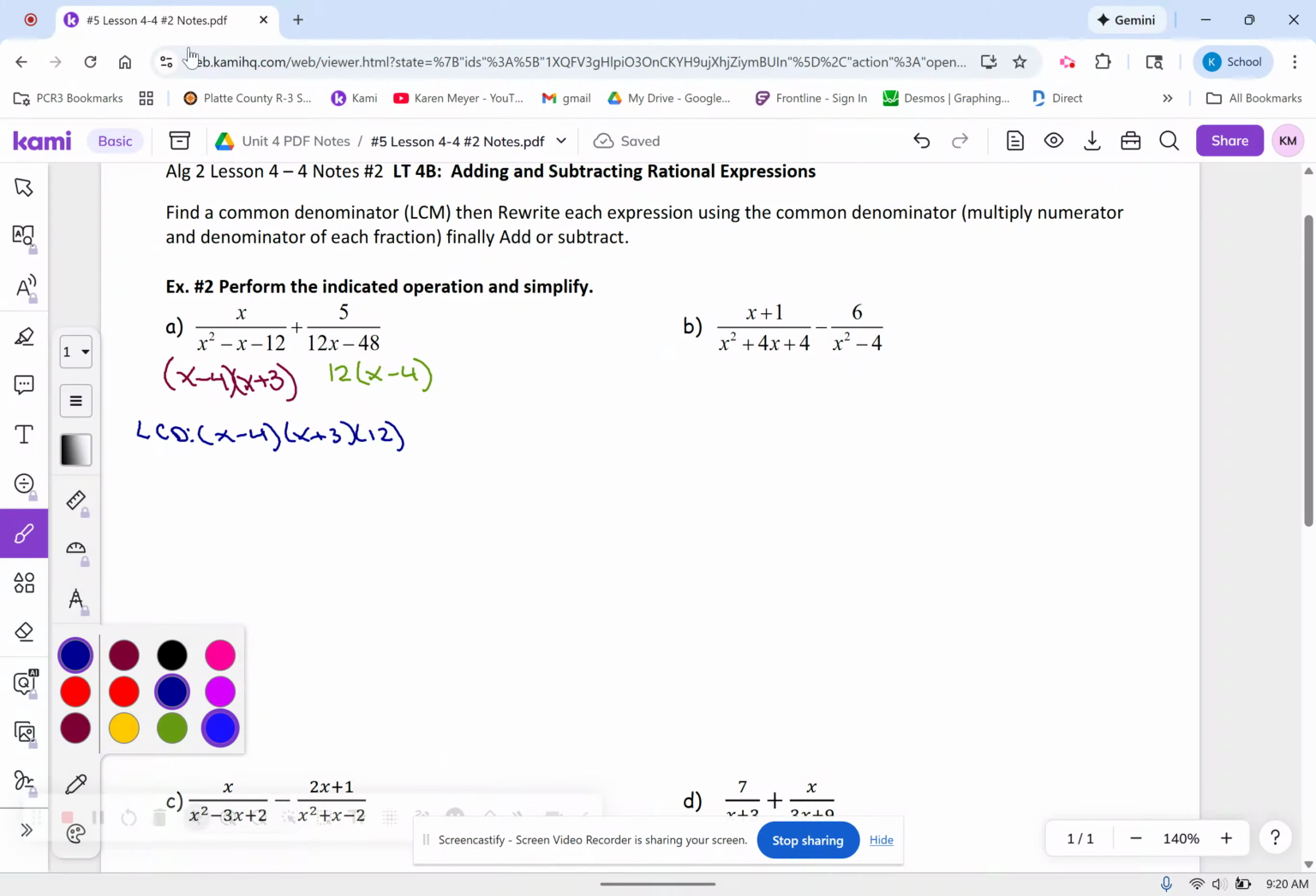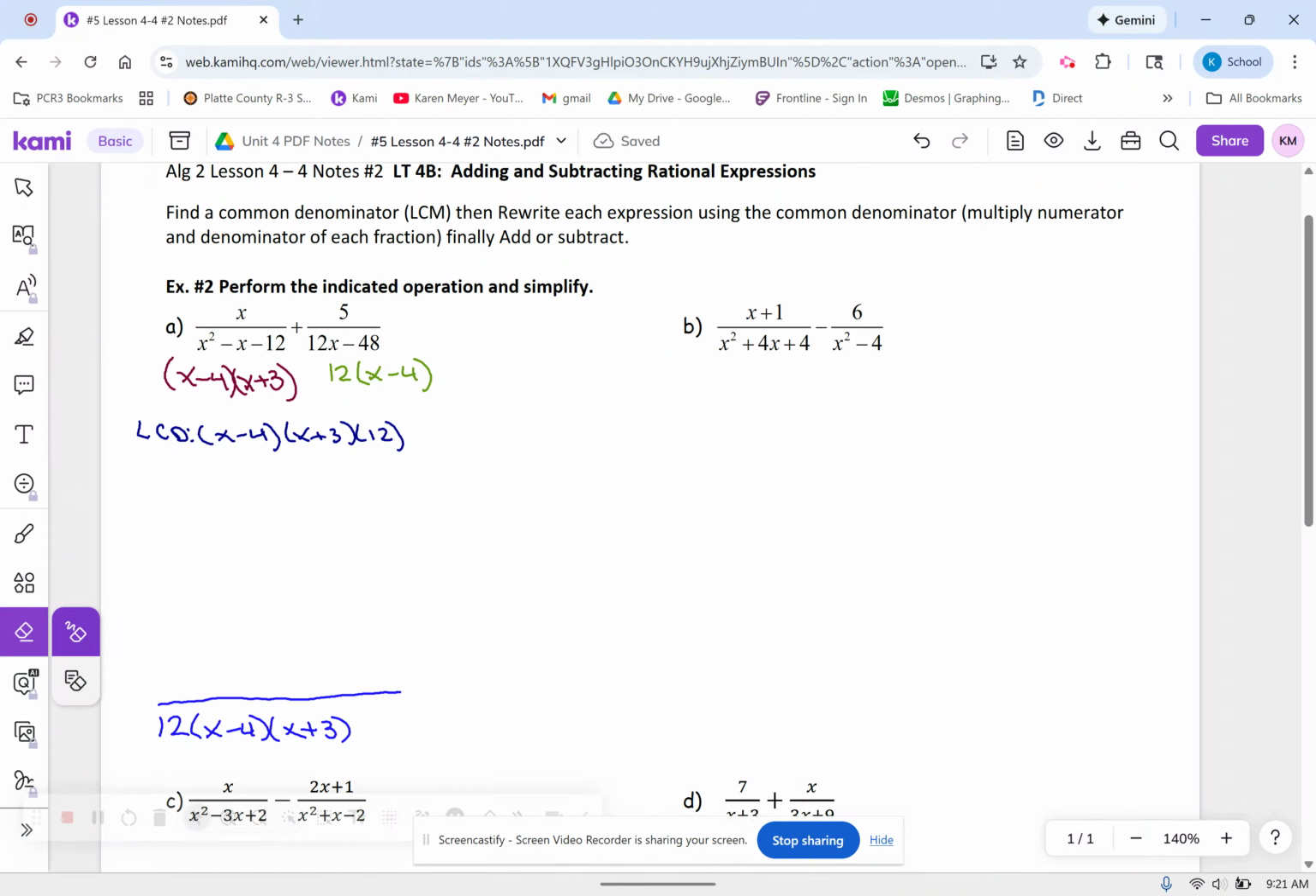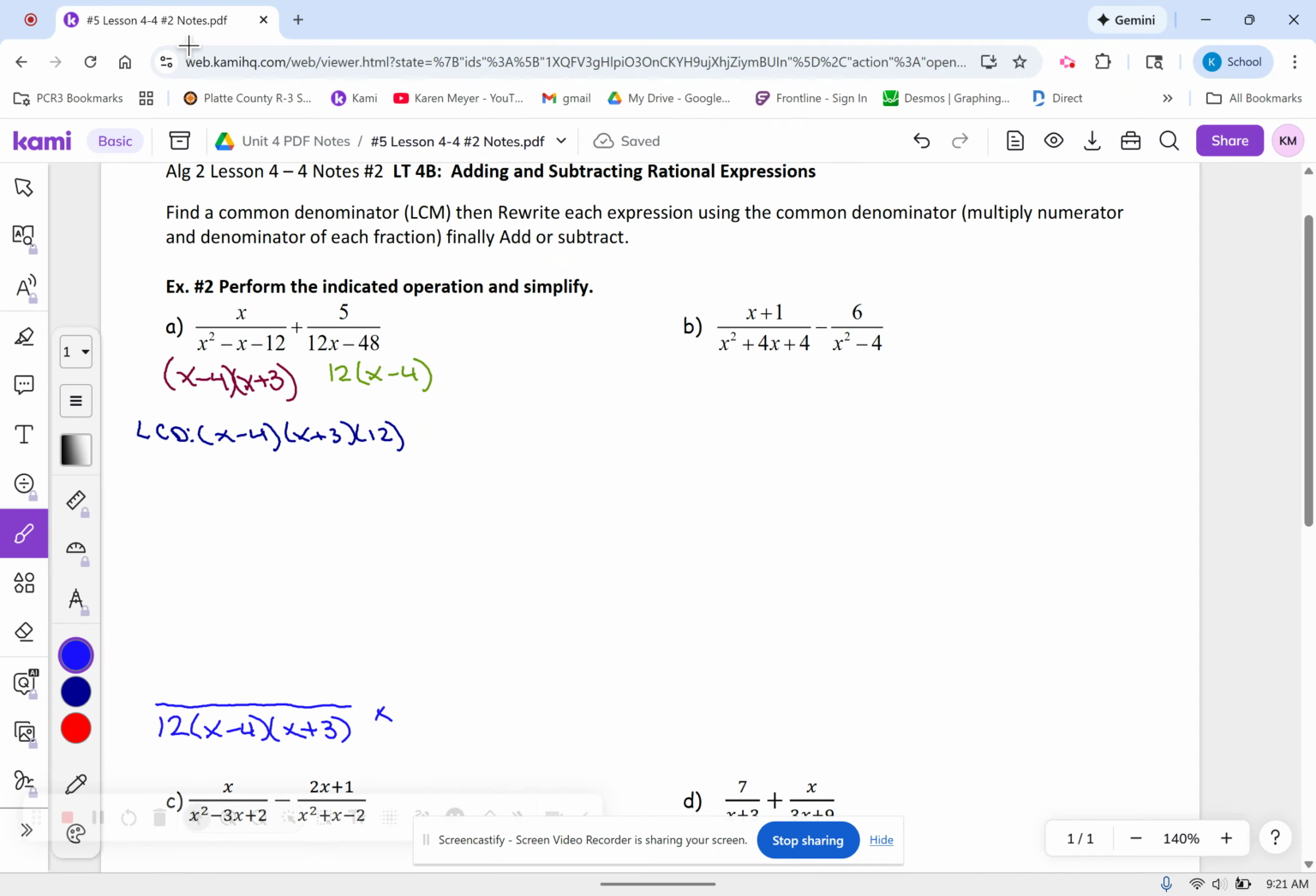Then you get down to the bottom and write your final answer. Your LCD is going to go on the bottom of your fraction. I always write my plain number first, so I would put 12 first. And then the two parentheses, it doesn't matter which one you list first, x minus 4 and x plus 3. And then you could write your restrictions from here. On your restrictions, remember it's whatever makes 0 in the denominator. So the first parentheses would be positive 4, and the second parentheses would be negative 3.